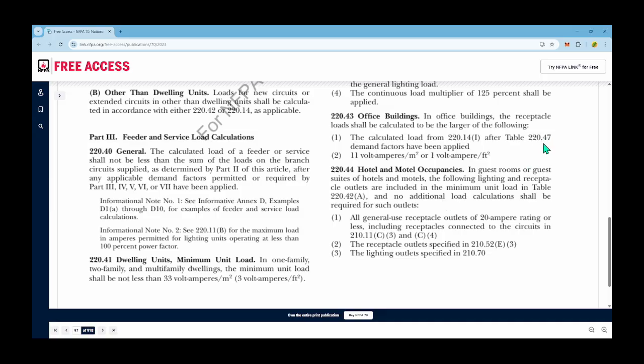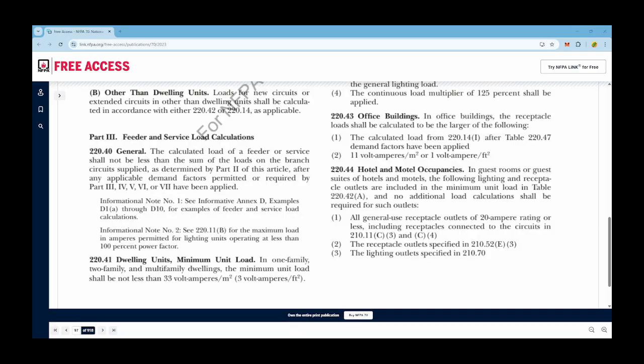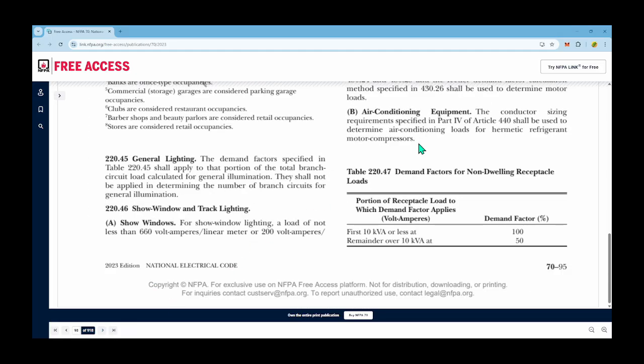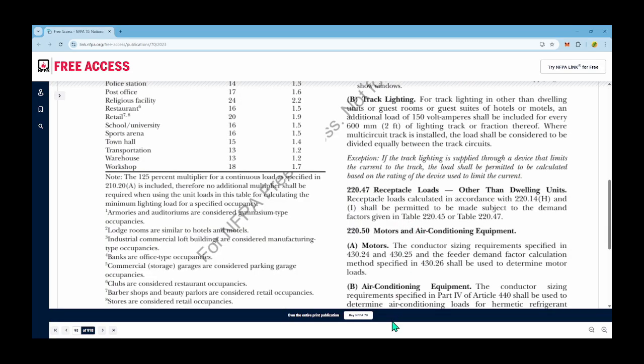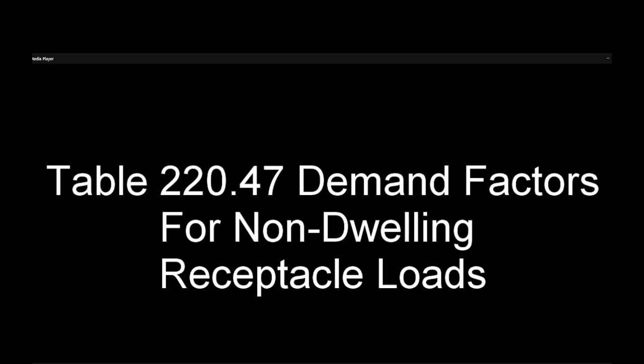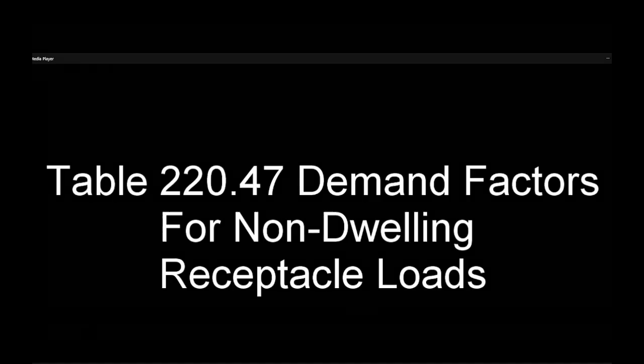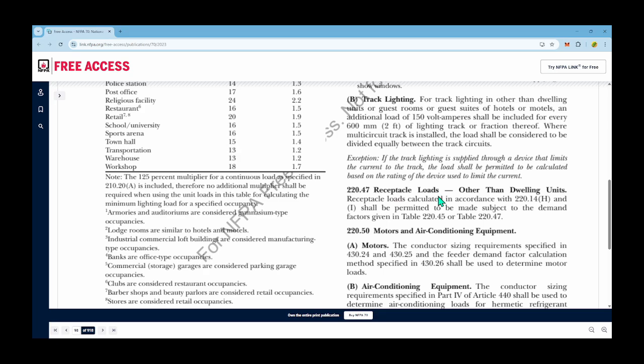So it says table 220.47, and this article is 220.43 office buildings, and it's going to tell us to go to 220.47. So let's go ahead and head over there. Let me jump over the next page. 220.45, 220.47. So table 220.47, demand factors for non-dwelling receptacle loads. And that's basically what it is. Receptacle loads other than dwelling units.